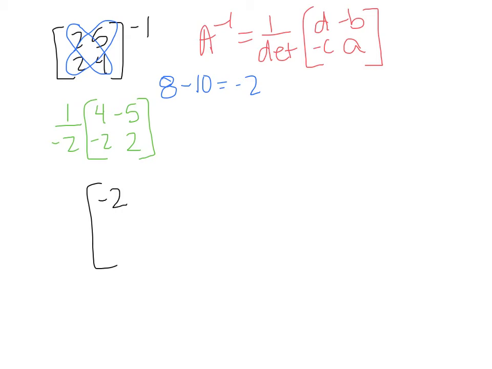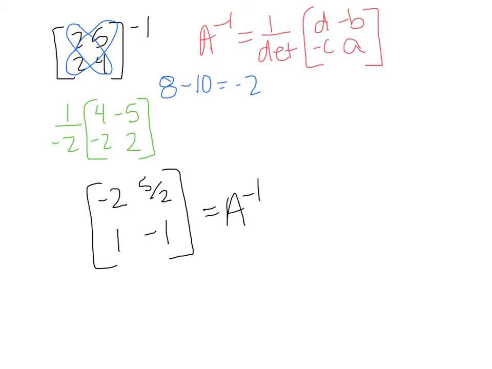Then we're going to do negative 1/2 times negative 5, which just gets us 5/2. And we're going to do negative 1/2 times negative 2, which is 1. And we're going to do negative 1/2 times 2, which is negative 1. So that right there is the inverse of matrix A.